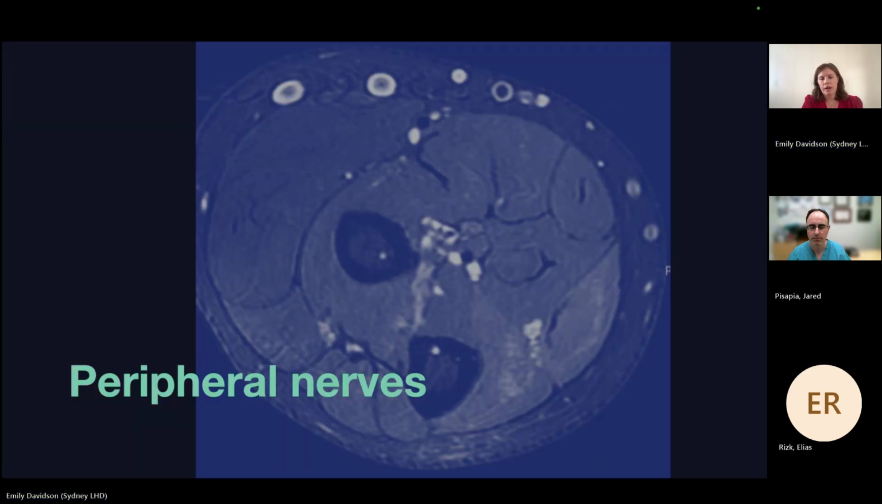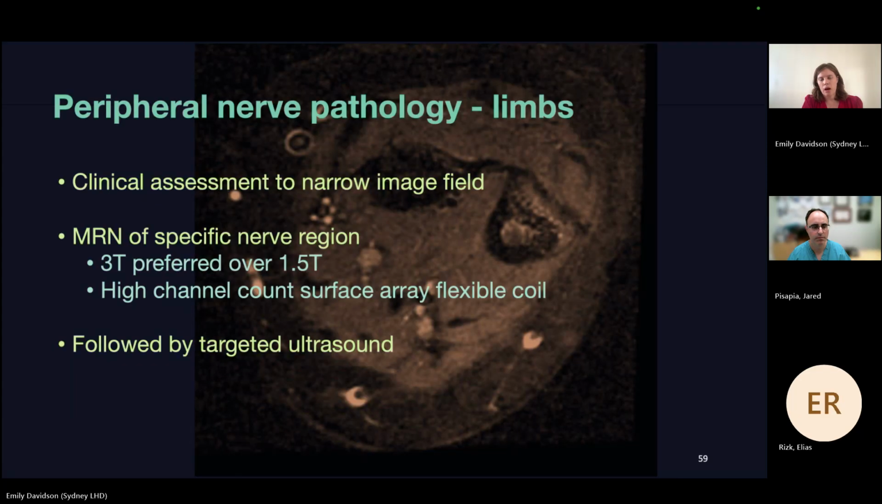So moving now onto some peripheral nerve cases of the upper limb. I like to get my clinicians to really narrow down where we're going to image. It's really hard to do a nerve assessment thoroughly on MRI if we don't know exactly where it is. So this could be with electrodiagnostic testing or clinical exam to identify where we think the nerve pathology is going to be. And that means that we can put a high channel coil over that particular area.